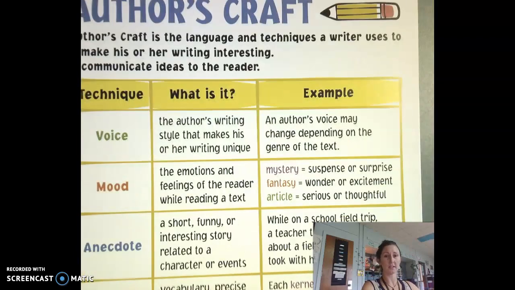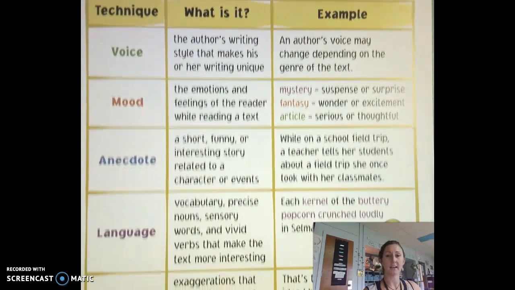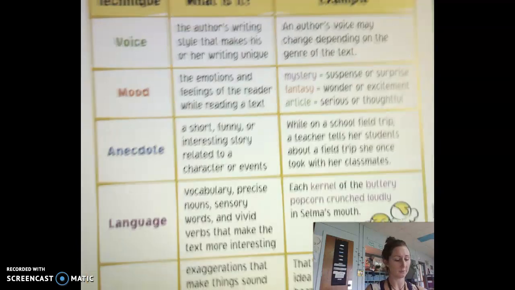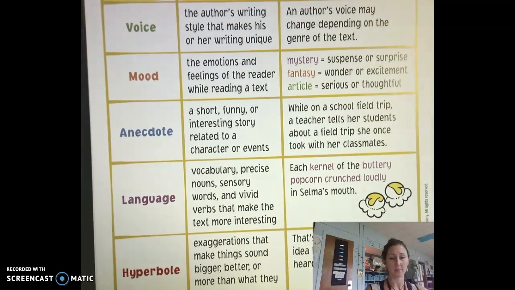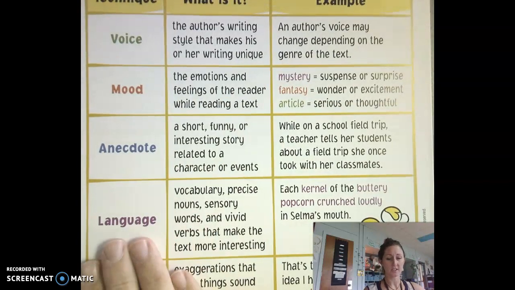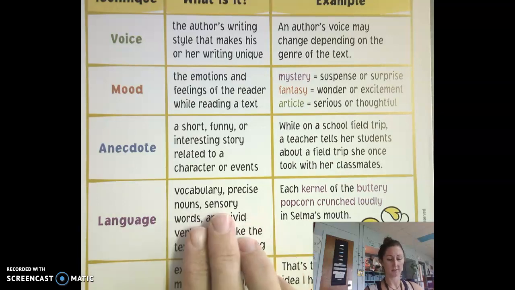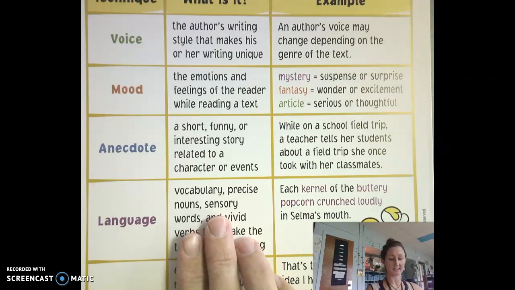So we have this chart here in front of us, and it has different types of techniques. We have voice, mood, anecdote, language, and here at the bottom we have hyperbole. Looking at the language section, I want you to pay special attention to where it says sensory words. Sensory words appeal to the senses of sight, hearing, touch, smell, and taste. The words that the author uses help you, the reader, experience that writing.